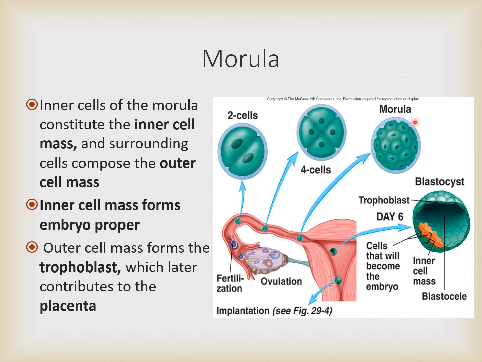The outer cells of the morula form the outer cell mass, and the inner cells of the morula form the inner cell mass. Later on, with further development, the inner cell mass forms the embryo proper, and the outer cells form the trophoblast, and the trophoblast later develops into the placenta.